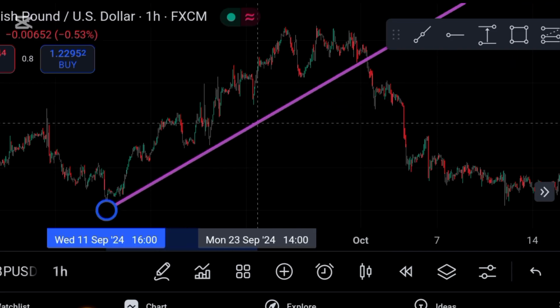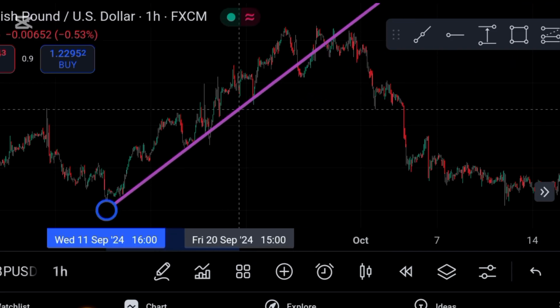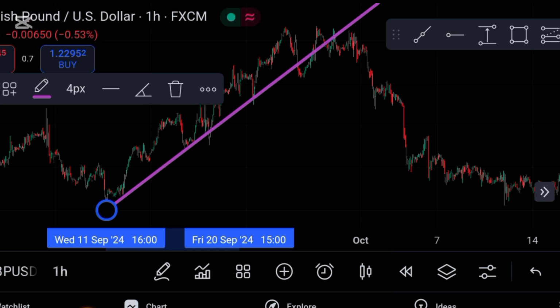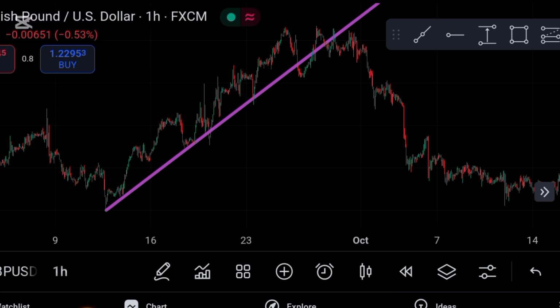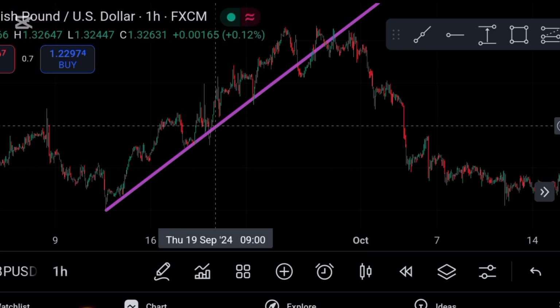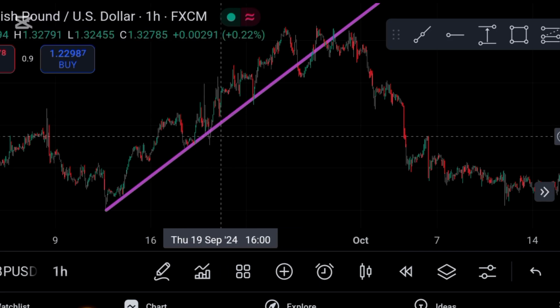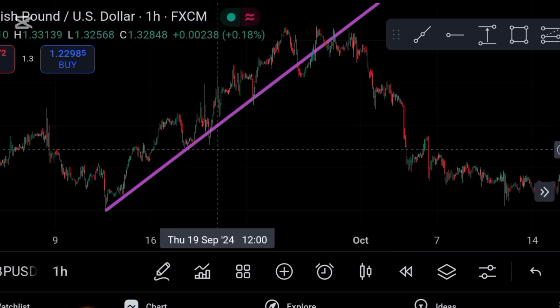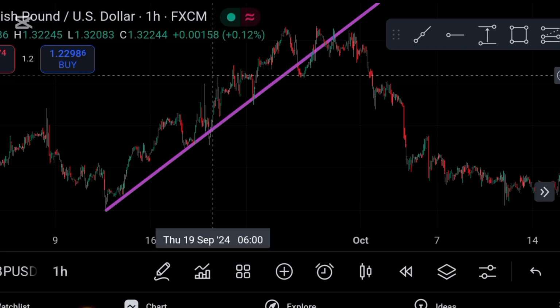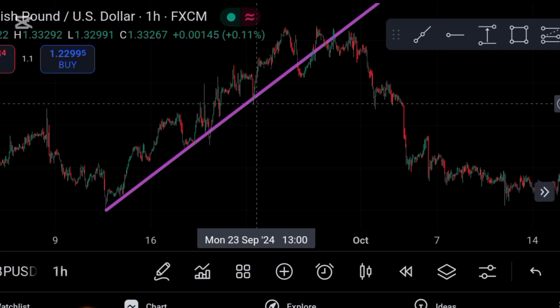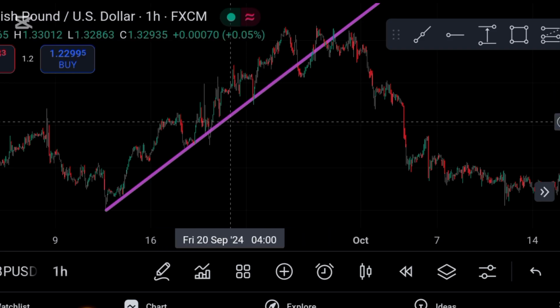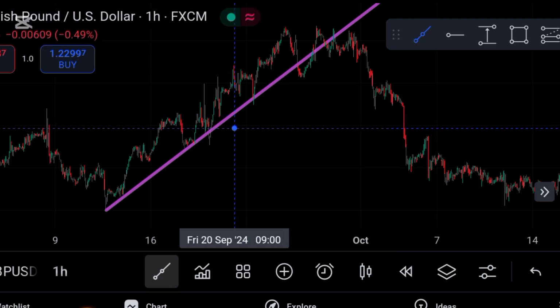To make it a bit more accurate, we could have even put it like that, because now like this it touches a lot more trend lines, and this one right here could have been a false breakout, but it definitely reversed back upwards and continued in the direction of the trend. We are also going to be drawing the top part.